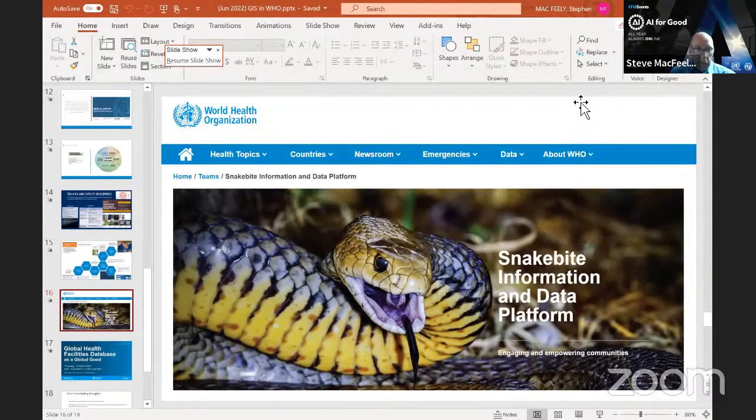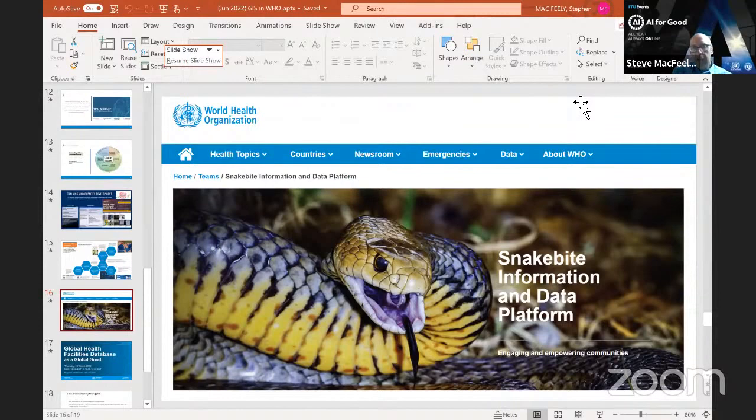Thousands of people die every year of snake bite, but it doesn't get high profile. So what we're trying to do is link the statistics with the health facility information. What you get on the platform is you can see where the health facilities are and which health facilities have antivenoms and which antivenoms they have.